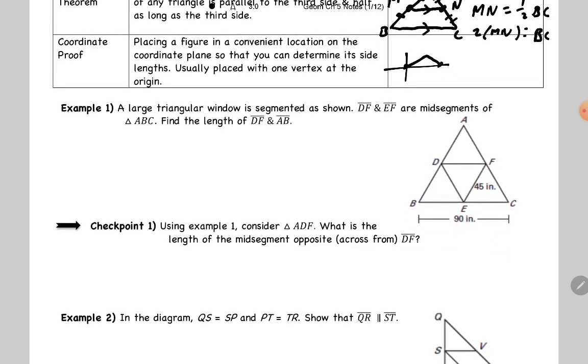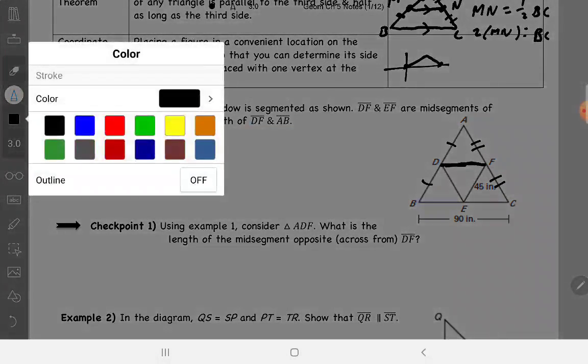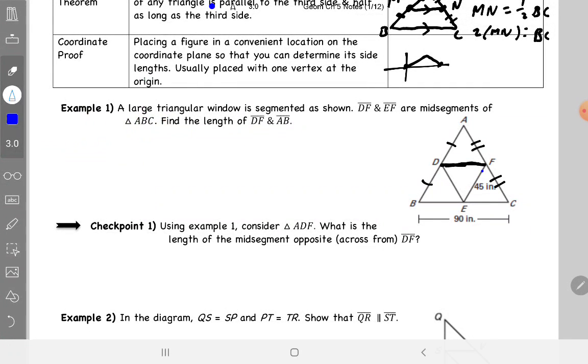A large triangle window, also known as the Triforce, if you know anything about Nintendo, is segmented as shown. DF and EF are midsegments of triangle ABC. So DF splits these sides in half. So DF, let's use the black line here. And then let's use EF in blue.